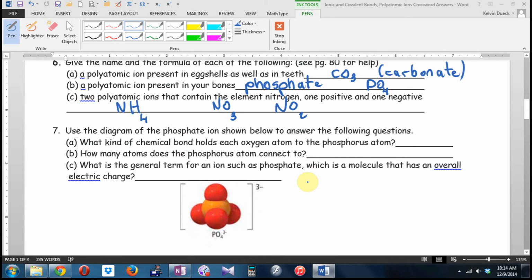Says, use the diagram of the phosphate ion shown to answer the following questions. What kind of chemical bond holds each oxygen atom to each phosphorus atom? You can figure it out. Oxygen, metal or non-metal? Phosphorus, metal or non-metal? This is two non-metals bonding. That's always going to be covalent.